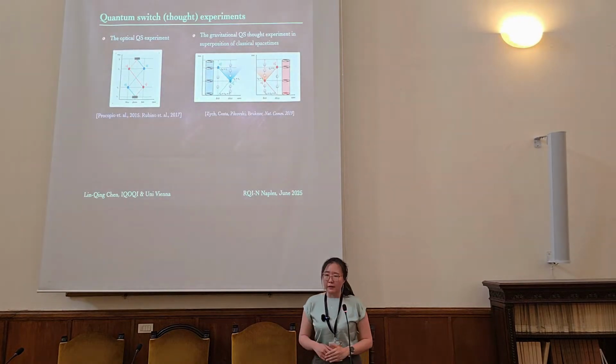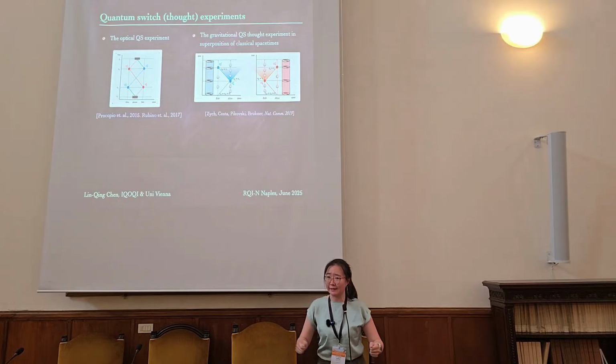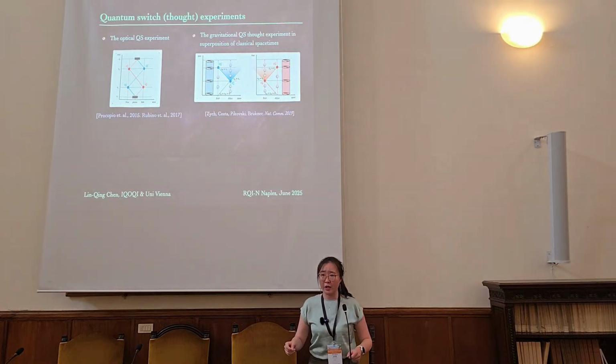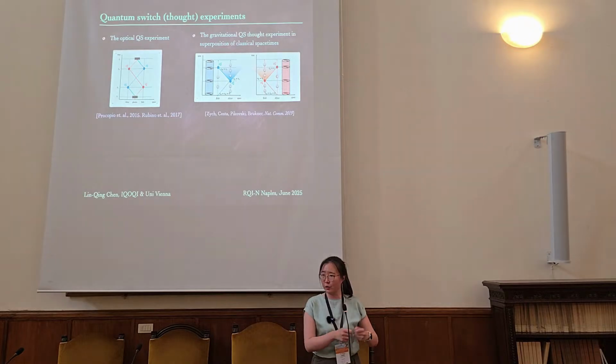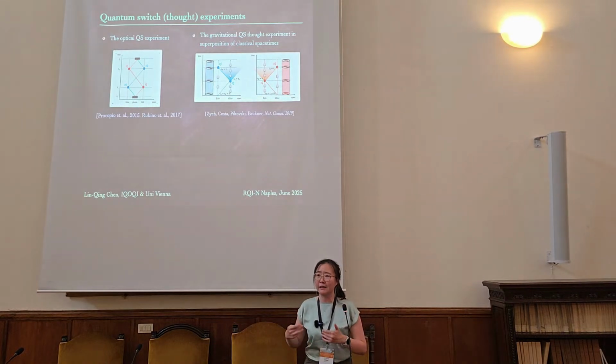There are quite a lot of physical realizations. One is this optical quantum switch experiment that can really be carried out in the lab. The other one is a beautiful paper by those authors about the gravitational quantum switch, which is a thought experiment making use of the superposition of mass, and the clock rate ticks differently depending on whether you are closer to the mass or further from the mass, to realize the indefinite causal order.